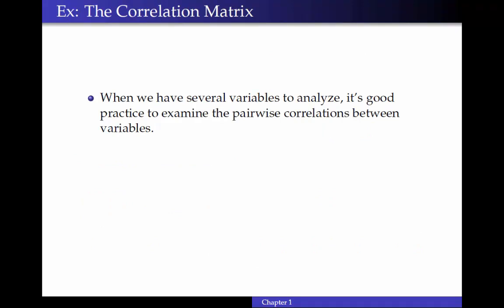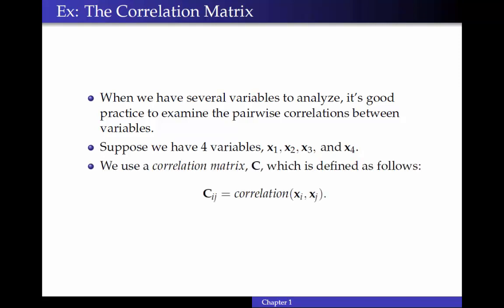When we have many variables to analyze, it's sometimes a good practice to look at the pairwise correlations between variables. And you may have done this already with Dr. Labar, and you create a correlation matrix. Suppose we have 4 variables, and we'll just call them x1, x2, x3, and x4. A correlation matrix, we'll call it C, is defined so that the ijth entry of the correlation matrix gives us the correlation coefficient between xi and xj.